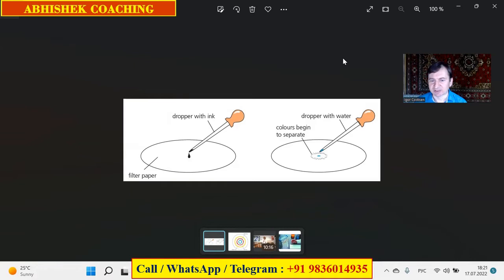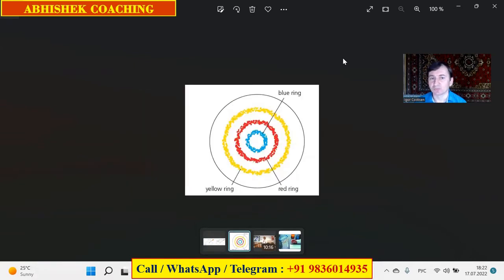The ink slowly spreads out and separates into rings of different colors. Suppose there are 3 rings, yellow, red and blue. This shows that the ink contains 3 dyes, colored yellow, red and blue. Dyes in ink have different absorption to paper, so they travel across the paper at different rates. The most soluble one travels fastest. That is why they separate into rings.